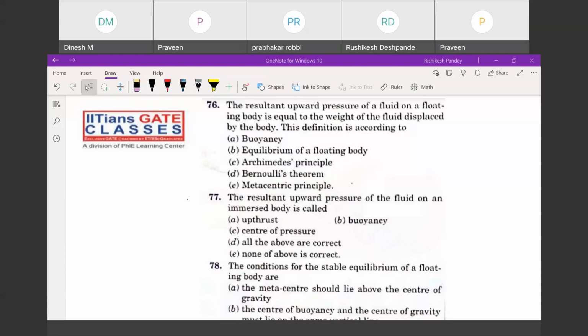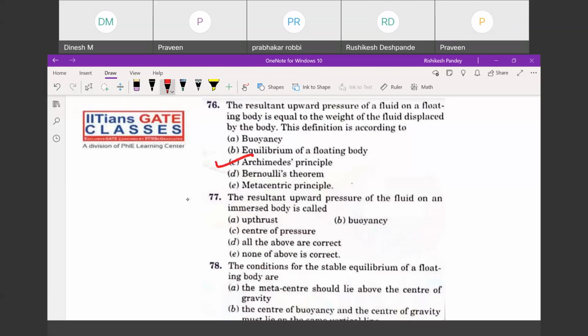This is an 11th or 12th class question. The resultant upward pressure of a fluid on a floating body is equal to the weight of the fluid displaced. This is known as what? This is known as buoyancy force only. This resultant upward pressure force is your buoyancy force. But this definition comes from which principle? It is coming from your Archimedes principle.